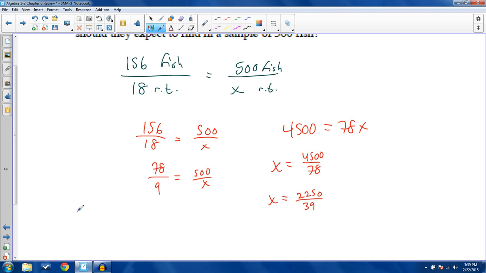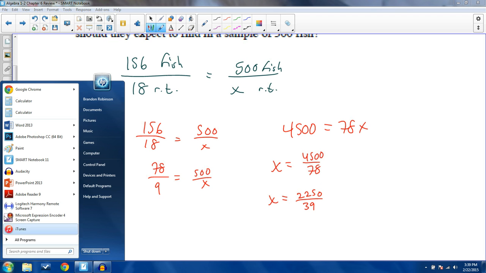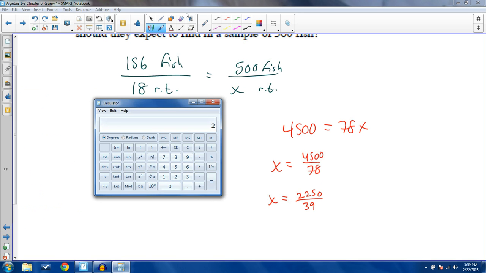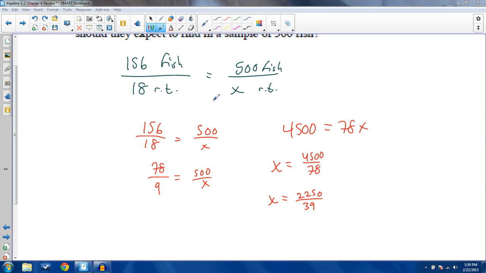I'm going to try and see if this can divide by 39 or by 13. I have a calculator right there. 2250 divided by 39. Let's see if that's a clean number. It is not. So 2250 divided by 13 probably also doesn't have anything. Okay, I'm just going to stick with that. So it's about 57, between 57 and 58 rainbow trout.